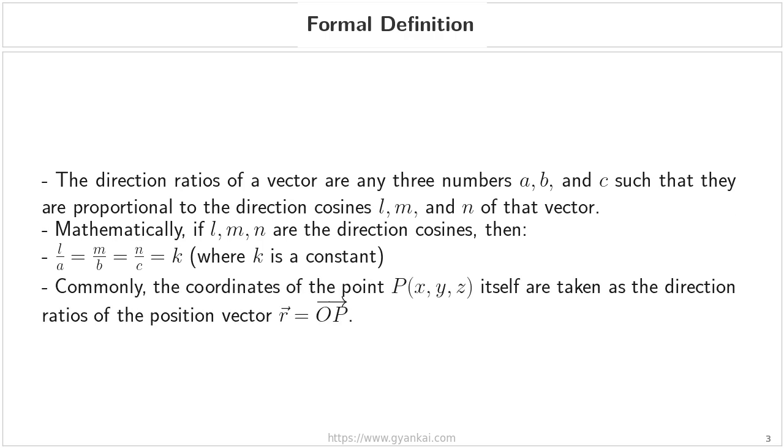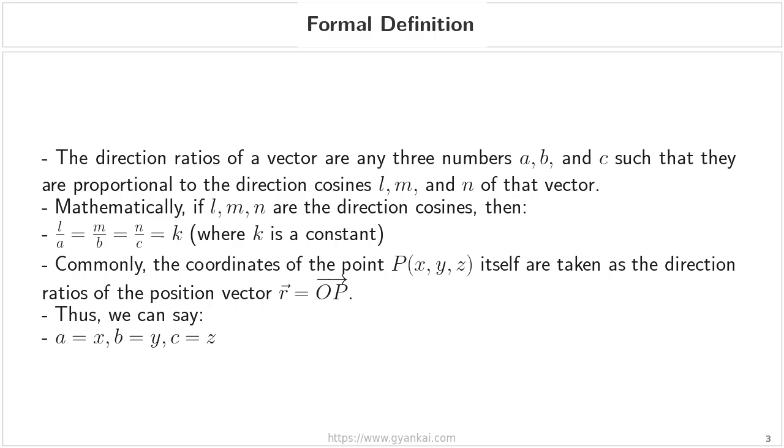Now, here is a very useful practical application you'll see often. Quite commonly, we can simply use the coordinates of a point P, which are x, y, and z, as the direction ratios for the position vector r, which is the vector from the origin O to point P. So, in this specific case, we can simply say that a equals x, b equals y, and c equals z. This makes working with vectors much more intuitive, as we can use the coordinates themselves to represent the direction. In the next slide, we will look at how we can use these ratios to actually calculate the direction cosines.